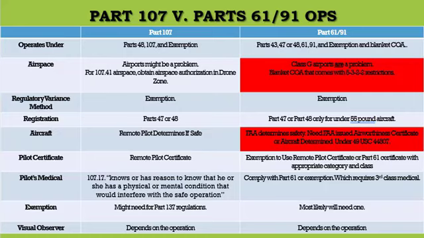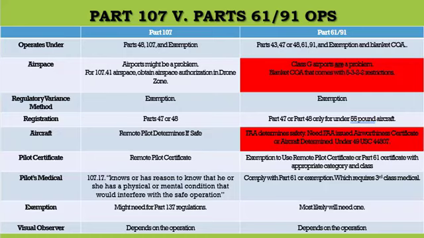Regulatory variance method: under 107 you're using an exemption, and also under 61.91 you're using an exemption. For 107 you can register under Part 47 or Part 48. For Part 61.91, pretty much everybody registers under Part 47. Part 48 is only for people flying under 55 pounds under Part 61.91. So that's kind of rare. That's typically what I see there, like the government operators that are trying to do public aircraft operations might do something like that.